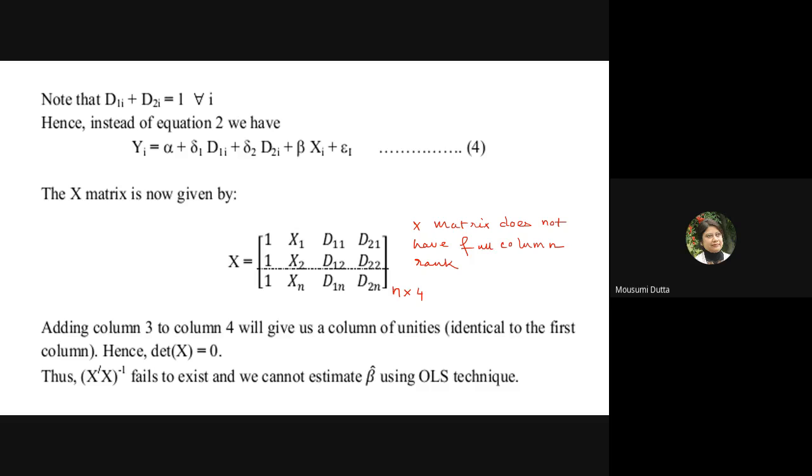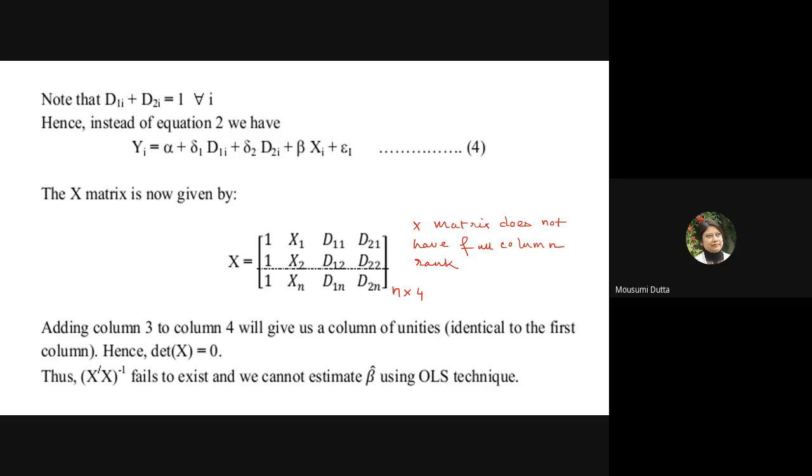Now, if the determinant of X is equal to 0, in that case we will not be able to calculate X prime X inverse, and for that matter, we will not be able to apply the OLS technique to derive the values of beta hat, because beta hat is X prime X inverse X prime Y. So all these consequences will be there. This is known as the dummy variable trap.